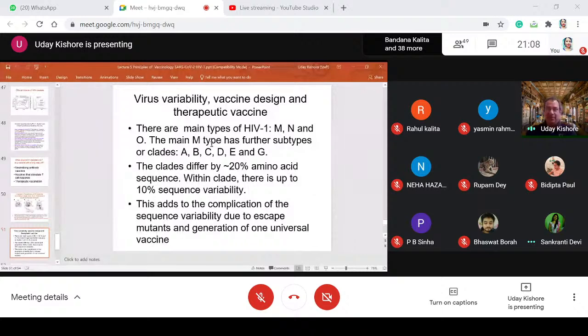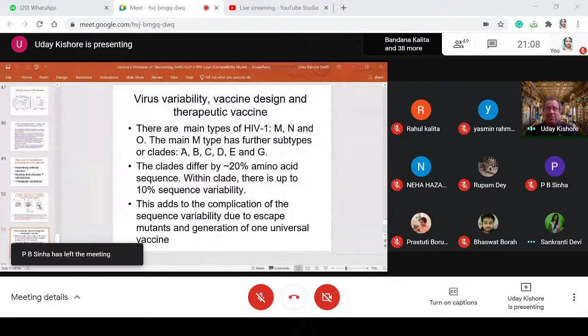So first you have main type, then subtypes, that is clade. Each clade from each other differ by 20%. So 1/5 of A is different from B, so on and so forth. And within A, there is 10% sequence variability. So if you have M strain or type with A subtype, you may have a number of viruses with M and A combination, but A can have a lot of differences from other M and A. So there are lots of sequence variabilities within this. This will add to complications in generating escape mutations. How? Now here you look.